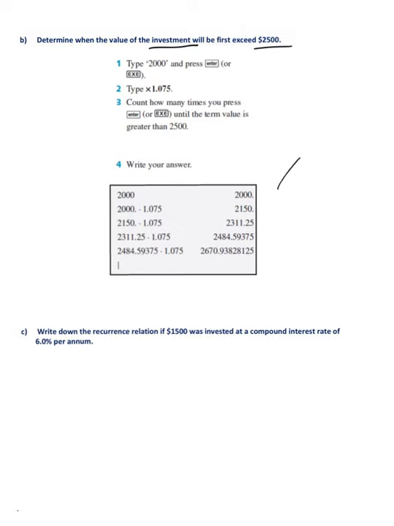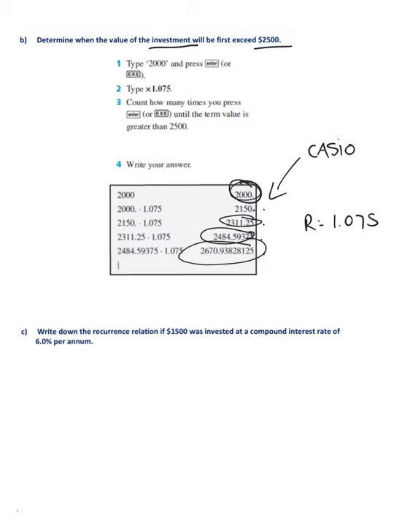So we are going to put it in our Casio calculator. All right, we should be getting good at this. So put in the initial value, which is 2,000, and we know that from the question previously. And we know the rule, R was equal to 1.075. So put in the value and then multiply by 1.075, enter, enter, enter, enter. And we can see that after 1, 2, 3, in the fourth year, it will exceed $2,500. So the fourth year.